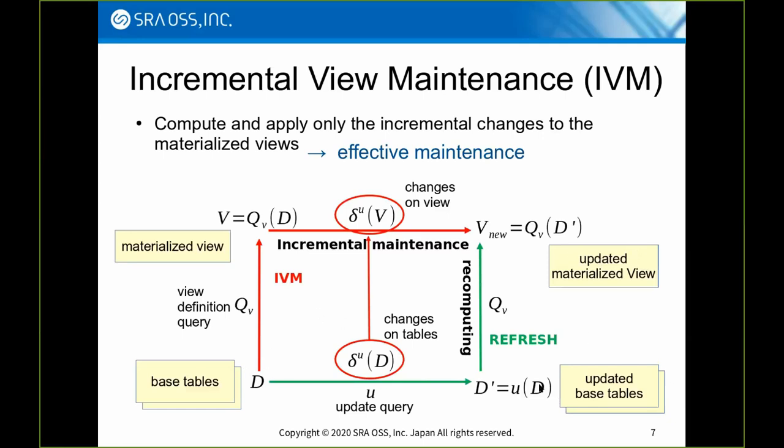This green path is a recomputation and what the refresh materialized view command does. On the other hand, we can compute the delta of view change on views from changes on tables, and we can apply this to the materialized view. We can get the new materialized view data without recomputing. This red path is the process of incremental view maintenance.